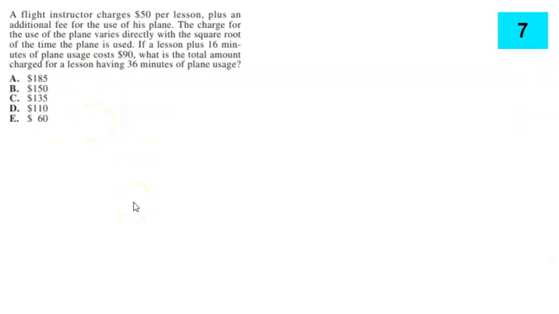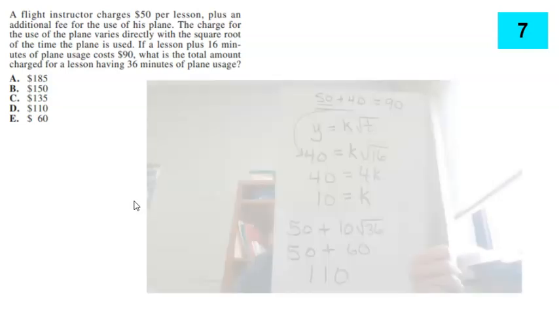A flight instructor charges $50 per lesson plus an additional fee for the use of his plane. The charge for the use of the plane varies directly with the square root of the time the plane is used. If the lesson plus 16 minutes of plane usage costs $90, what is the total amount charged for a lesson having 36 minutes of plane usage? It's a lot of reading on this problem, and even though it's a low-level skill, it's a high-level comprehension problem.